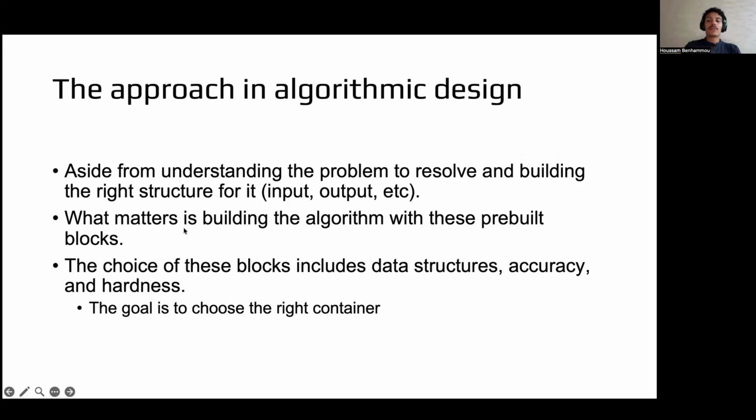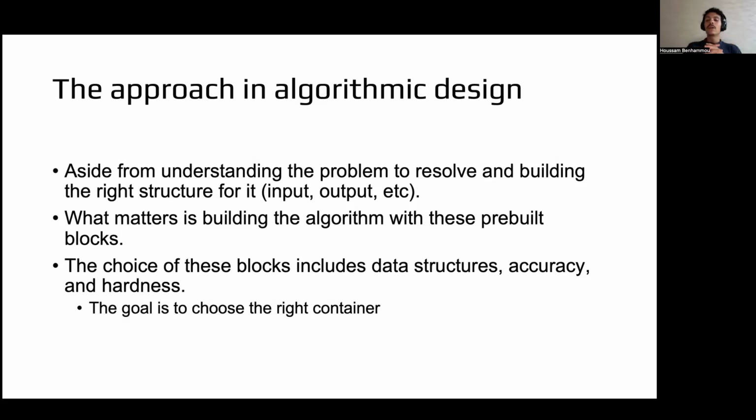So now we have a general idea of algorithm design. Now we can conclude that the approach in algorithm design, aside from understanding the problem and knowing the input and the output, because those are the fundamental things that you need to define before resolving your problem, is just building your algorithm as puzzle blocks, or let's say choosing containers that you need to link together to resolve your problem.